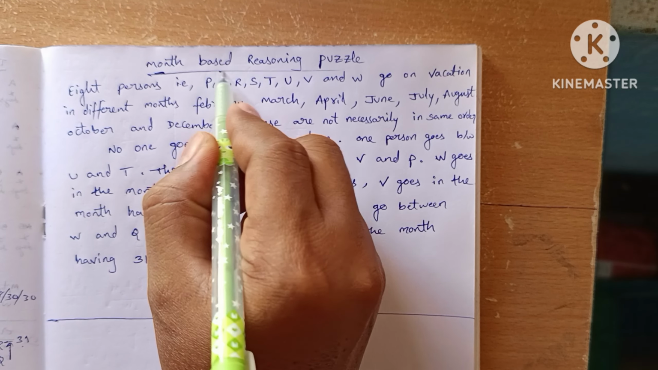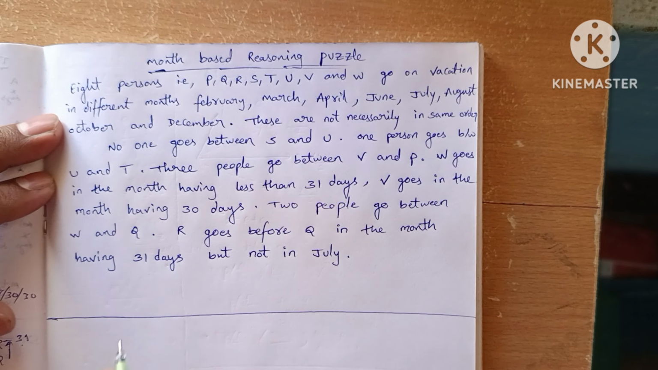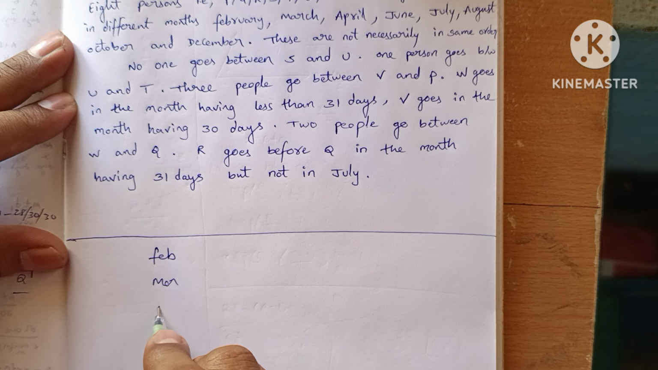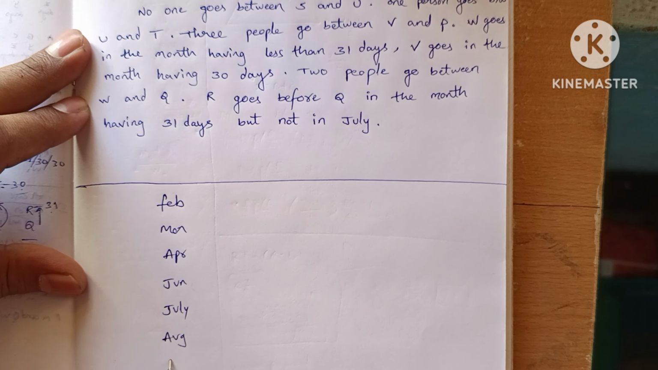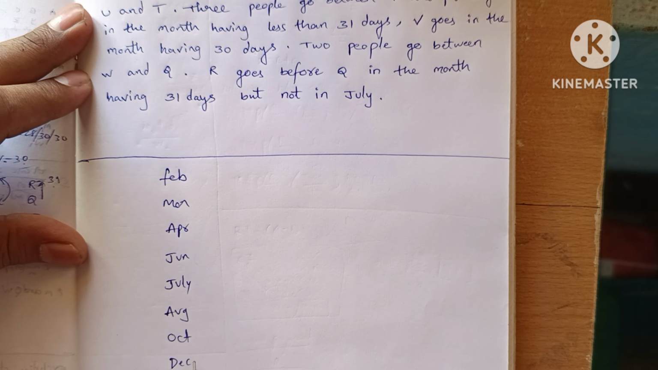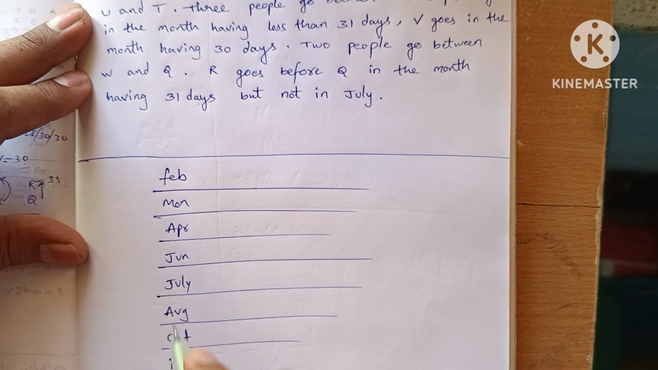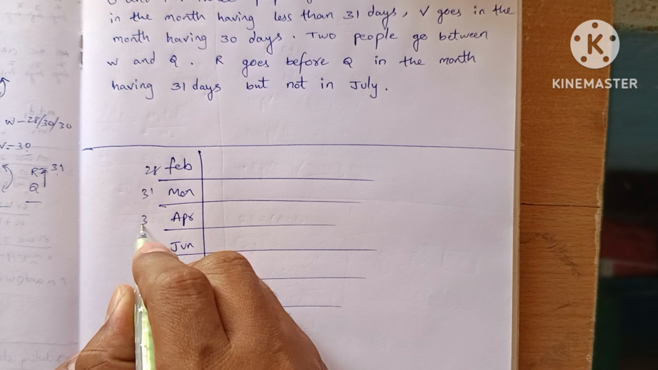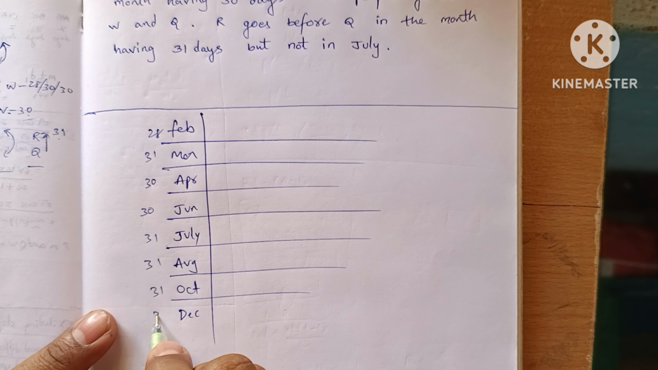Now we are going to see a month-based reasoning puzzle. 8 persons are going on vacation in different months. The months are February, March, April, June, July, August, October, December. We need to note the number of days in each month on the side: 28, 31, 30, June 30, July 31, August 31, October 31, December 31.